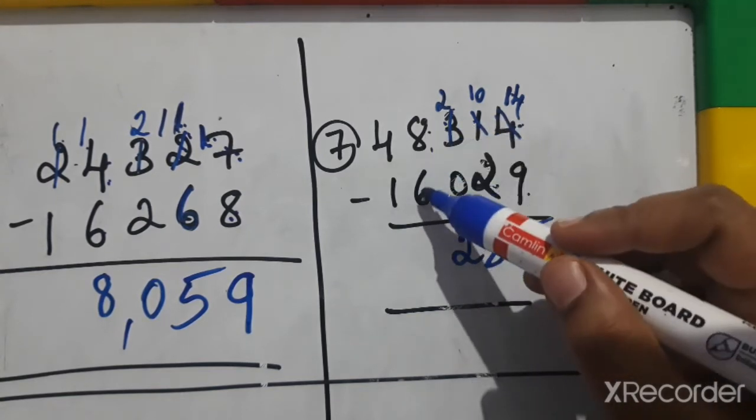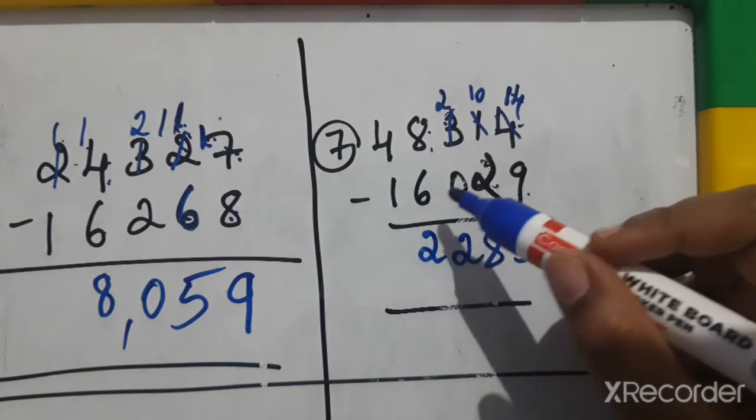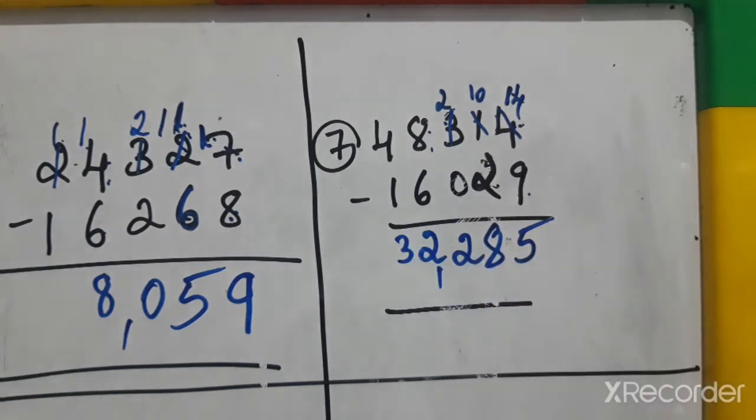And 8 minus 6. 8 minus 6 means 7, 8, 2. 7, 8. 4 minus 1 means 3. Answer is 32,285.